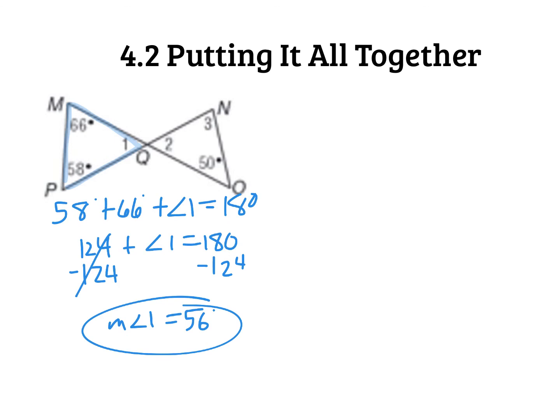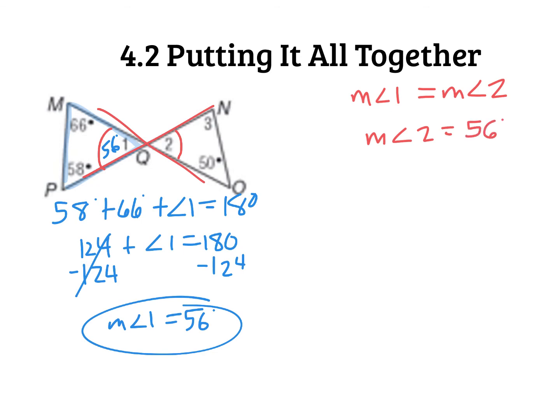Now I need to find angle 2 and angle 3. How do we go about that? Well, if this angle is 56 degrees, and angle 2 is a vertical angle, notice how they're exact opposite. These 2 lines are intersecting. That means that angle 2 and angle 1 are vertical. Because angle 1 and angle 2 are vertical, that means that they're also congruent. So, measure of angle 1 should equal measure of angle 2 because they're vertical angles. Therefore, measure of angle 2 is also equal to 56 degrees.